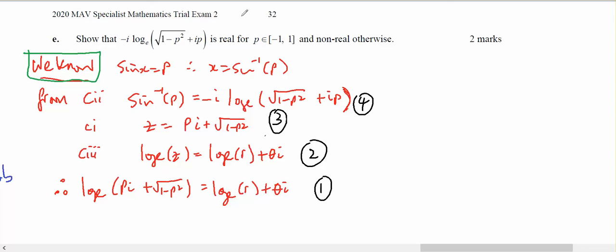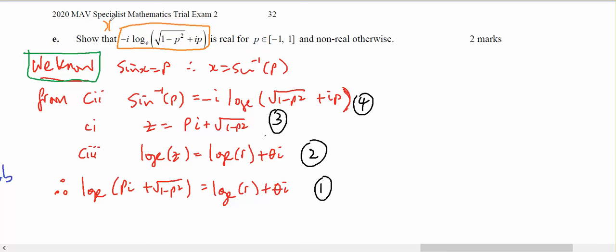Okay, this is for Year 12 Specialists. It comes out of MAV 2020 Exam 2 question 6E, and it's a "show that" question. Now, we know from previous bits of the question that sine of x equals p, so x is the inverse sine of p. And we know from C part 2 that the inverse sine of p is this, and that's what x is.